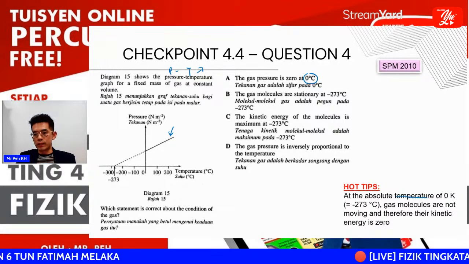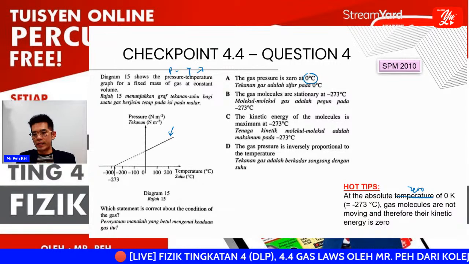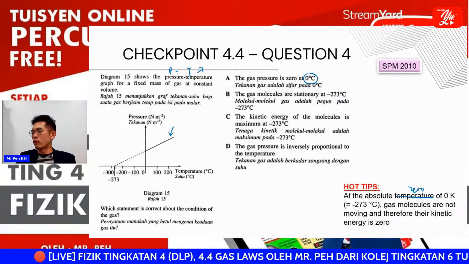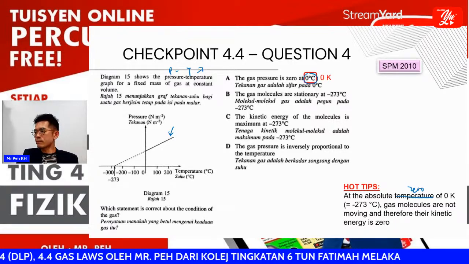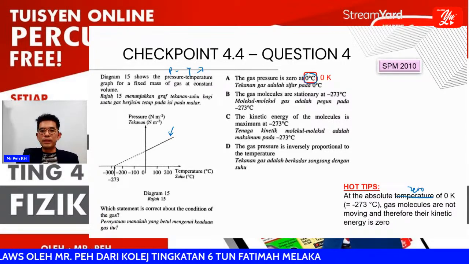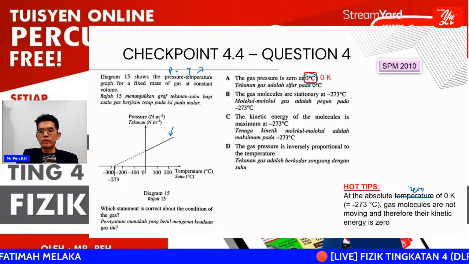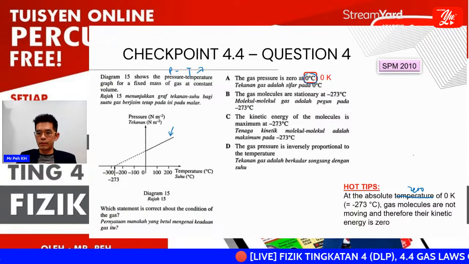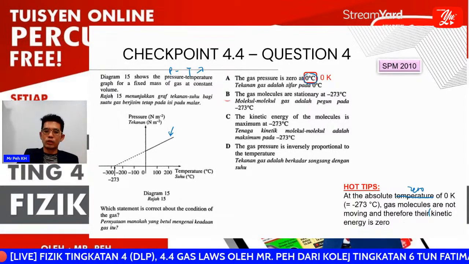Absolute 0 actually is absolute 0. So the gas molecule is not moving, therefore the kinetic energy is 0. So the mistake for A will be actually 0 Kelvin. Then B, the gas molecules are stationary at negative 273. So it's correct. You can see the statement: at absolute 0, kinetic energy is 0. So B will be the answer actually.